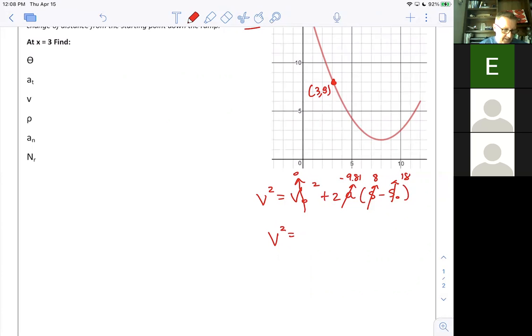I didn't have that written down. So 196.2. And then if I square root that, I get 14.00. Actually, I think I made a mistake here.